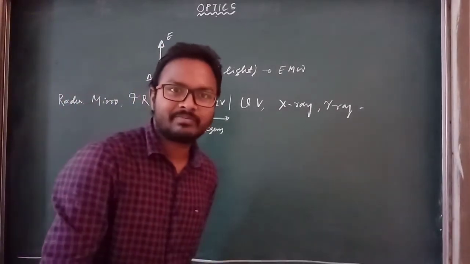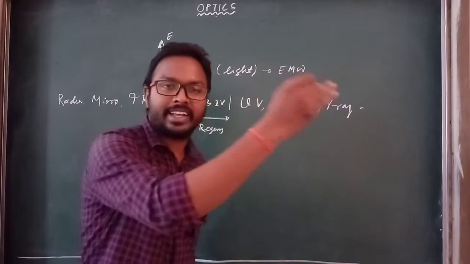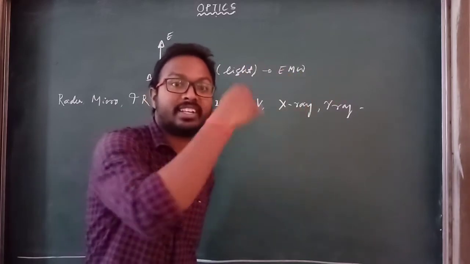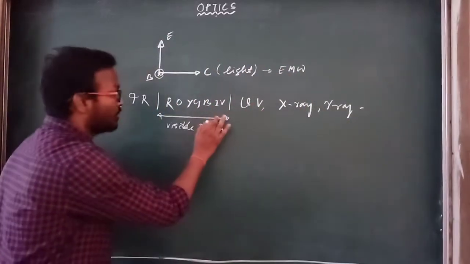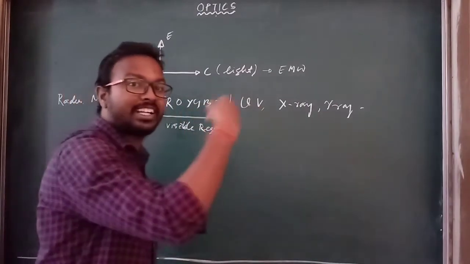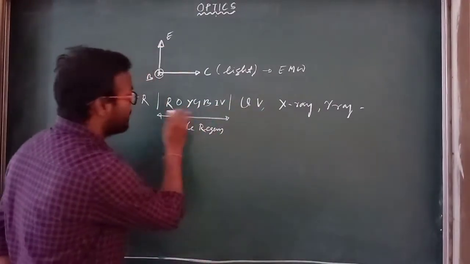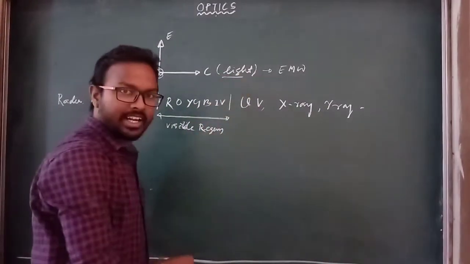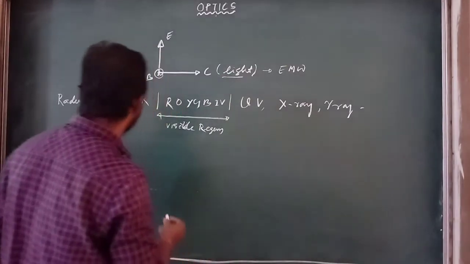So what is light? Light is that part of the electromagnetic wave which is visible to us, and that is known as light. So this is the combination of electric field and magnetic field.